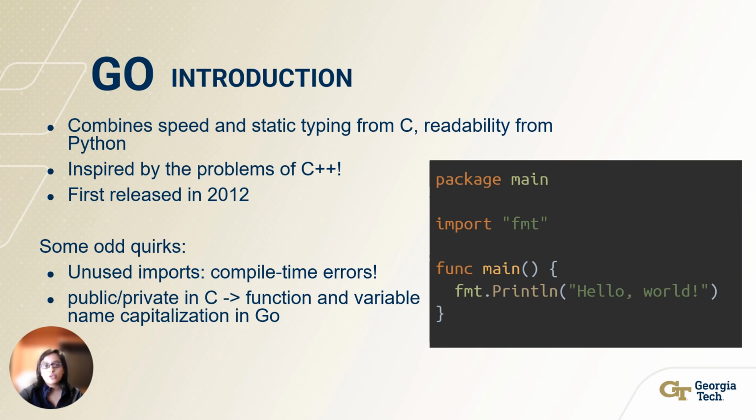Let's start with Go introduction. Go, or Golang, is a programming language that combines the speed and static typing of languages like C with the readability and simplicity of languages like Python. It was first released in 2012 and has gained popularity for its efficiency and developer-friendly features. Some notable differences between Go and other languages include its use of slices for dynamic views into arrays and its explicit error handling, where errors are handled explicitly rather than through exceptions.